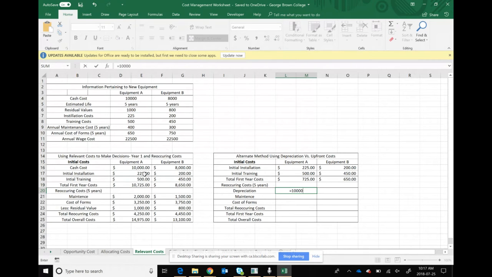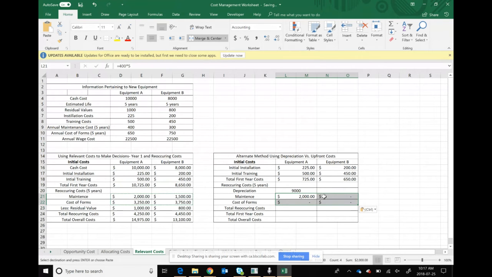That's $10,000, and the residual value was $1,000. Is that right? The residual value, yeah. So our total depreciation at the end of the 5th year will equal $9,000. The cost of maintenance and the cost of forms all stay the same, so I'm just going to plug those in here.